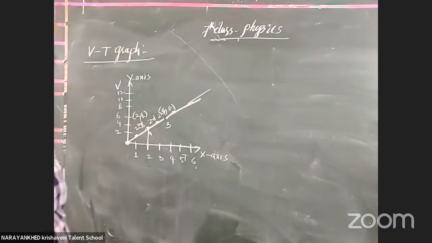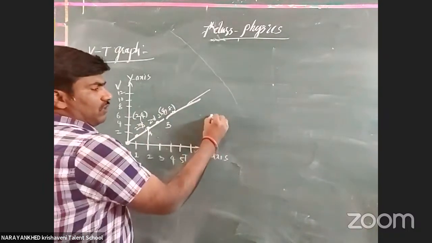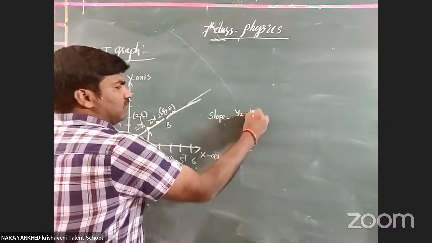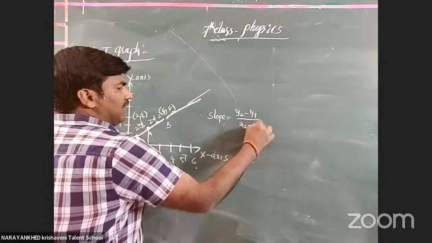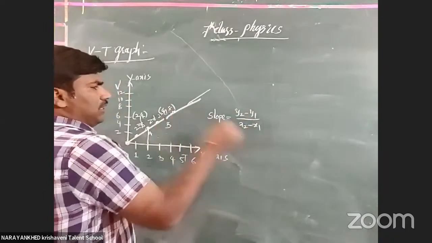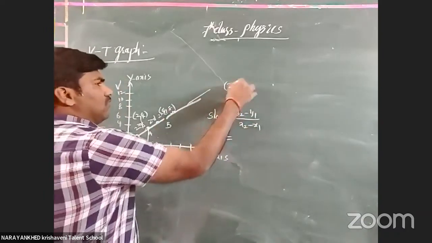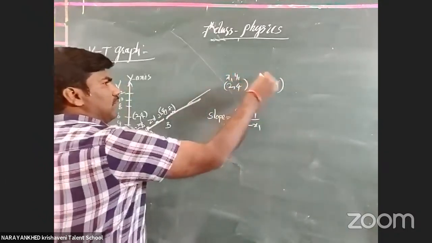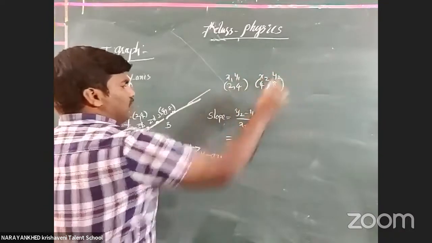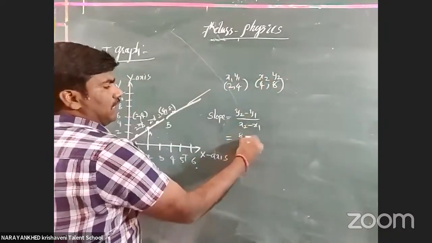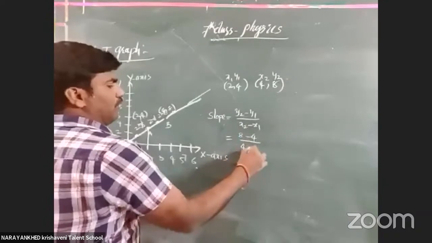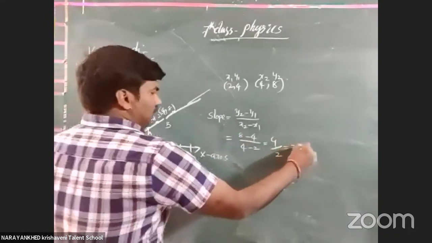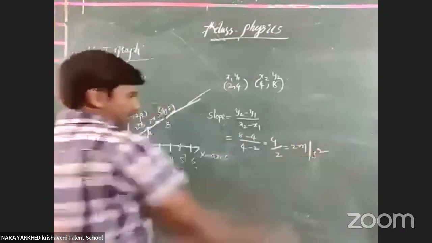Okay, how do we get the acceleration now? The acceleration or slope. Slope is equal to y2 minus y1 by x2 minus x1. There are 2 points: one is (2, 4), another one is (4, 8). Here x1, y1, x2, y2. So it is 8 minus 4 by 4 minus 2. Got it or not? It is 4 by 2. It is written as 2 meters per second square.